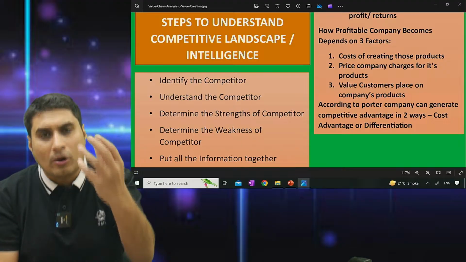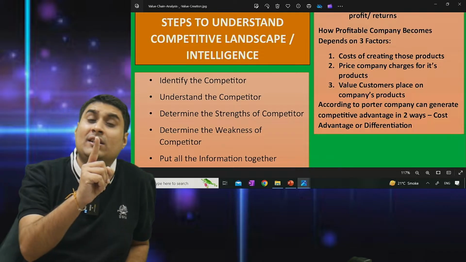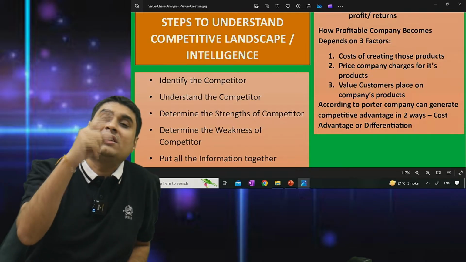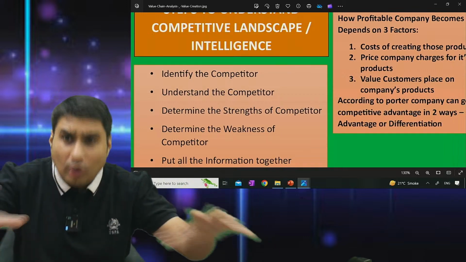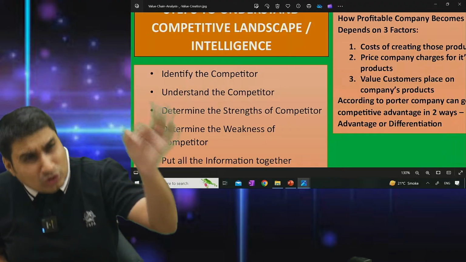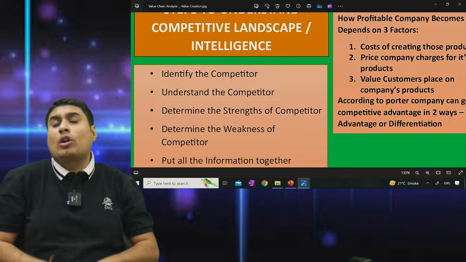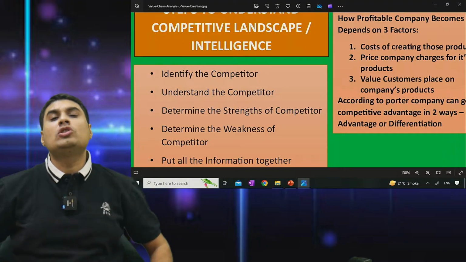Steps to understand competitive landscape or competitive intelligence. Questions are very important, again I am telling you. Whenever you want to understand your competition or competitive intelligence, there are basically 5 factors. Number 1, identify who is your competitor.